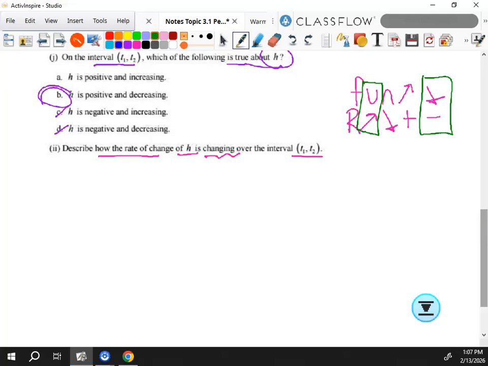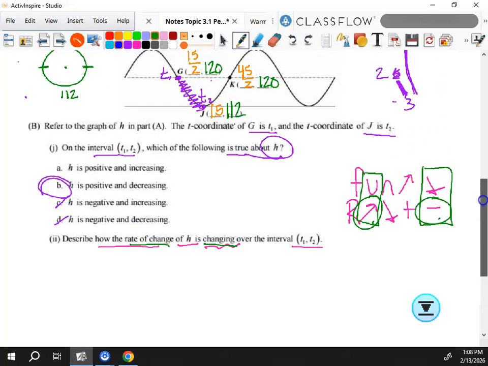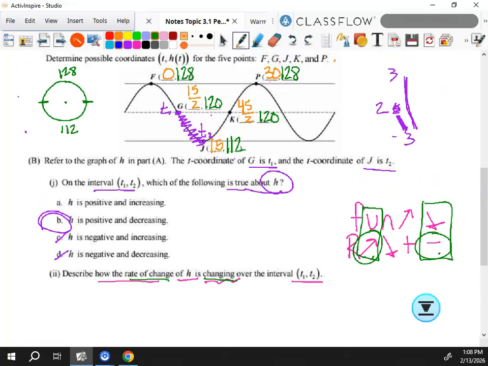It says, describe how the rate of change, and we've figured this part out right here, is changing over the interval. What describes how it's changing? The increasing part or the negative part? The increasing part, because the whole time on T1 to T2, the rate of change is negative the entire time, right? So that's not how it's changing. It is changing because it is increasing, all right?